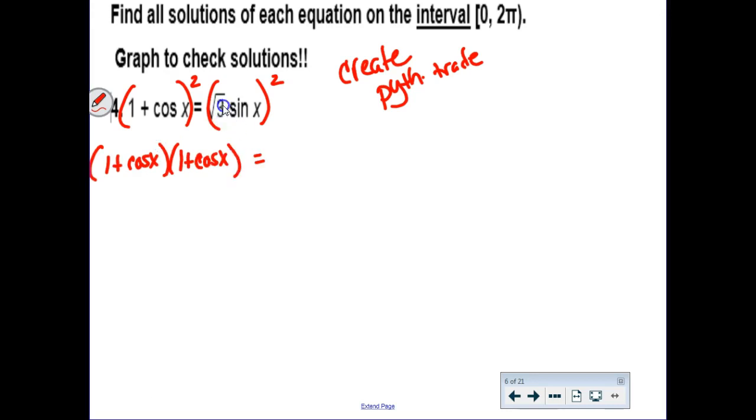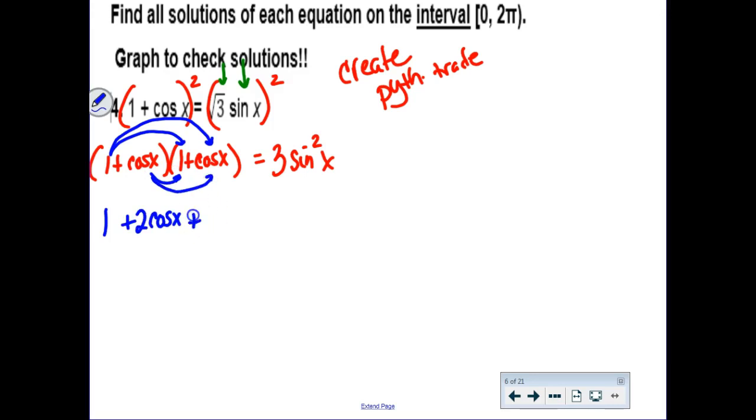On the right side, if you're squaring the square root of 3 and you're squaring the sine, you just square them separately and write them next to each other as a multiplication problem. So squaring the square root of 3 is just a 3. And then sine squared will be your next part of the term. All right, time to distribute. You've got 1 times 1, 1. You're going to have 1 cosine plus another cosine on the outside-inside arch here, so you have 2 cosines. And then cosine times another cosine will be a plus cosine squared.